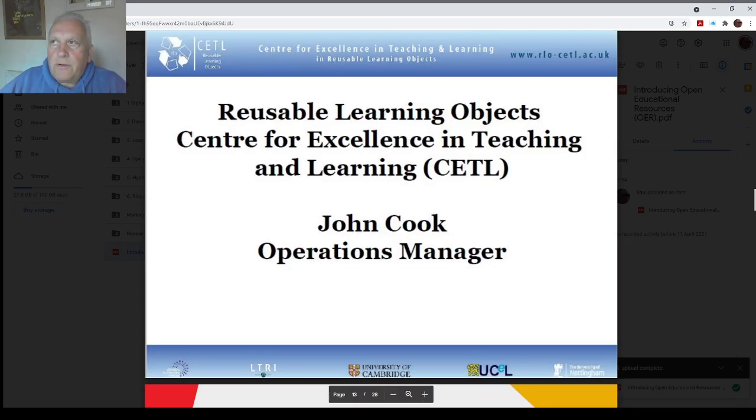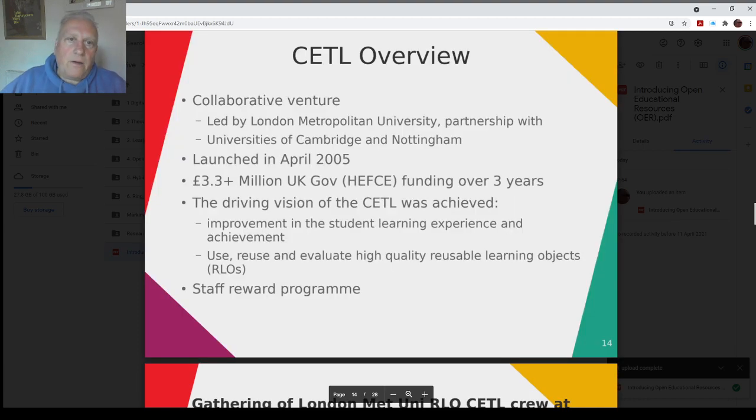I was the manager of a big open educational resource initiative about 16 years ago, the Centre for Excellence in Teaching and Learning in Reusable Learning Objects. I was from London Met, we were the lead partner. Partners were Cambridge University and Nottingham. It ended up being about £4 million from the UK government, funding over 3 to 4 years. It was 3 years mainly.